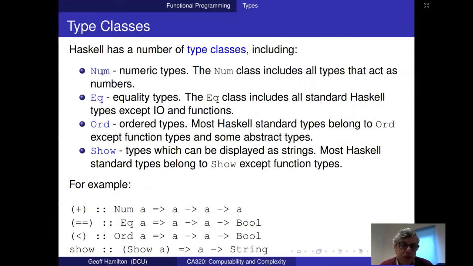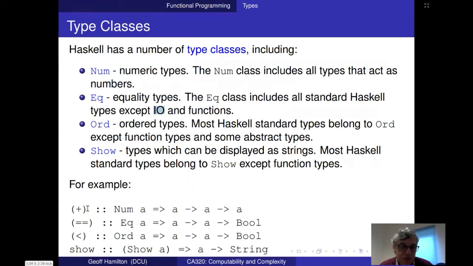Okay, we have 4 different Haskell type classes. We have type classes Num, Eq, Ord, and Show. Okay, Num will generate numerical values for us. Eq includes all the standard Haskell types except IO and functions. So if you want to use anything other than IO and functions, you can use Eq. We have Ord, except function types and some other stuff, and Show to show something.